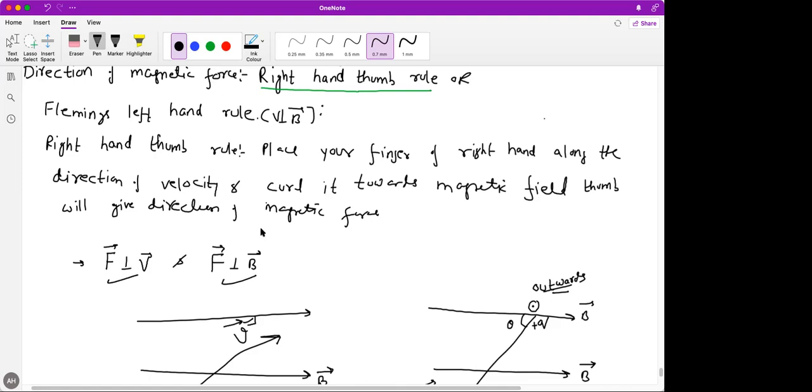So Abdullah, direction of force would be same, whether you use right hand thumb rule or you use Fleming's left hand rule. Yes, sir. So Fleming's left-hand rule, velocity should always be perpendicular to magnetic field.